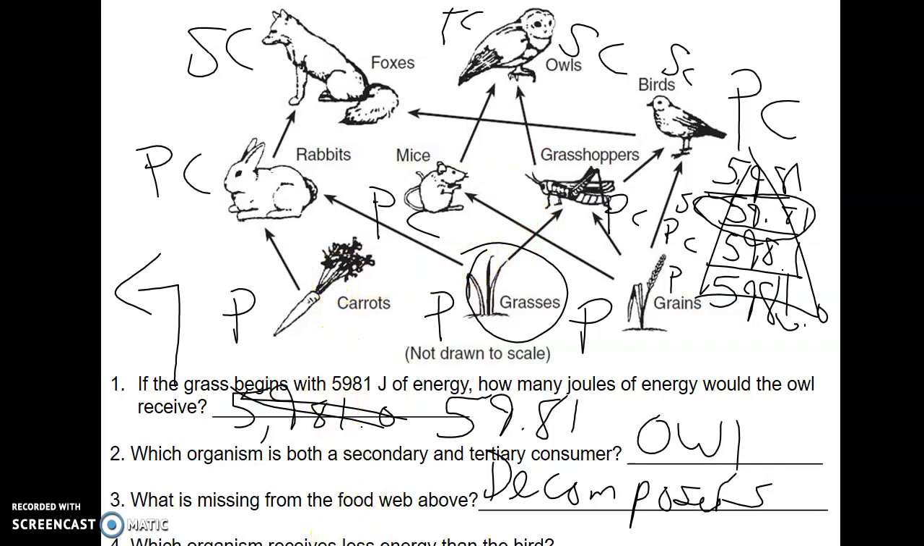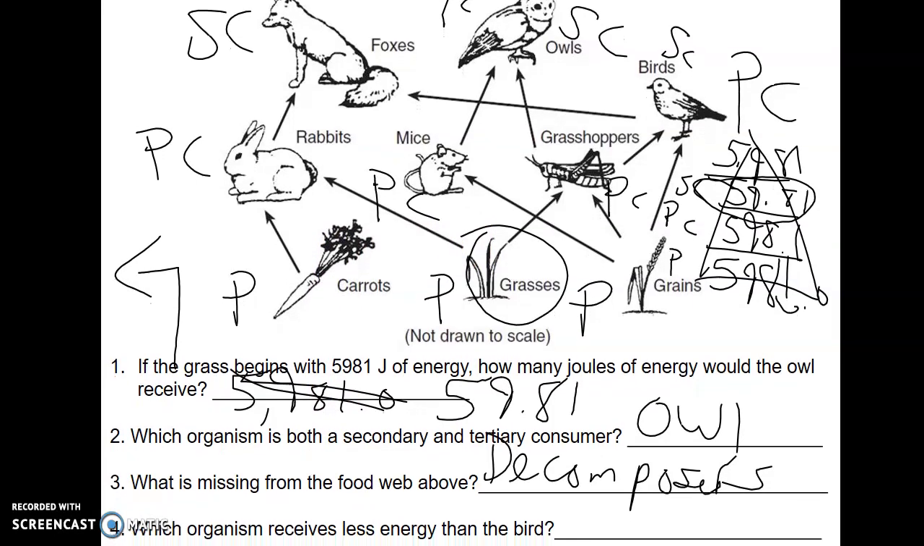All right, and the last question, I hope you guys can see it down here, is which organism receives less energy than the bird? Okay, so here's our bird. Well, remember that as we go up, we get less and less energy, so it's going to be something above the bird. So it would most likely be the arrows pointing at the fox, because the fox eats the bird. So it would be the fox. The fox is receiving even less energy from eating the bird. Okay, as we go down, you get more and more energy, but as you go up, you're losing energy. So that would be your fox.